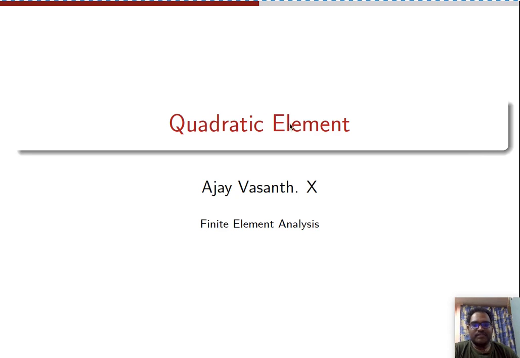Hi all. So in this particular video, we'll try to find out the shape functions of an element called a quadratic element. We'll first look into the characteristic equation of this particular element, and then we'll try to understand why this particular element has been given the name quadratic element.